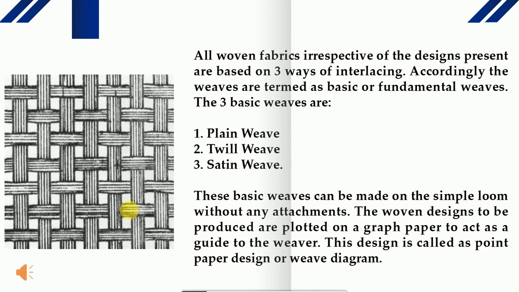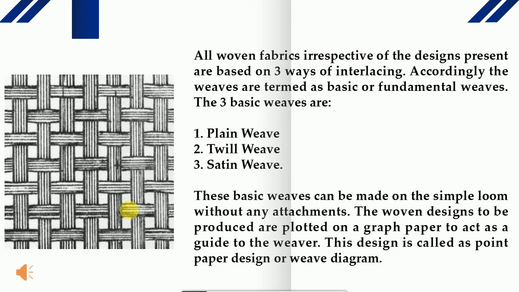All woven fabrics, irrespective of the designs present, are based on three ways of interlacing. Accordingly, the weaves are termed as basic or fundamental weaves. The three basic weaves are: 1. Plain weave, 2. Twill weave, 3. Satin weave. These basic weaves can be made on the simple loom without any attachments.